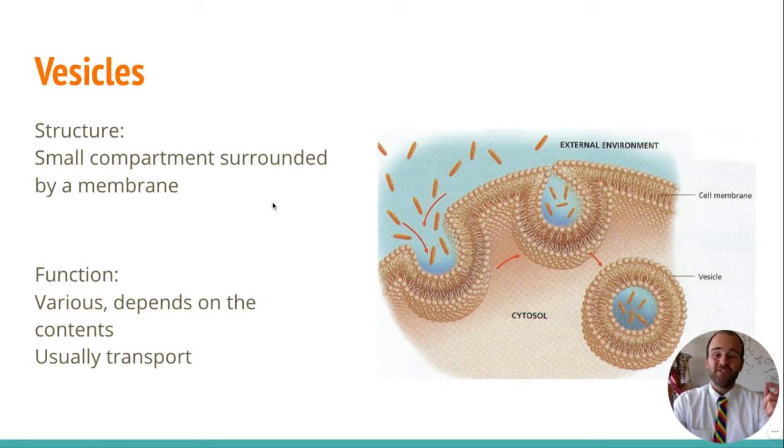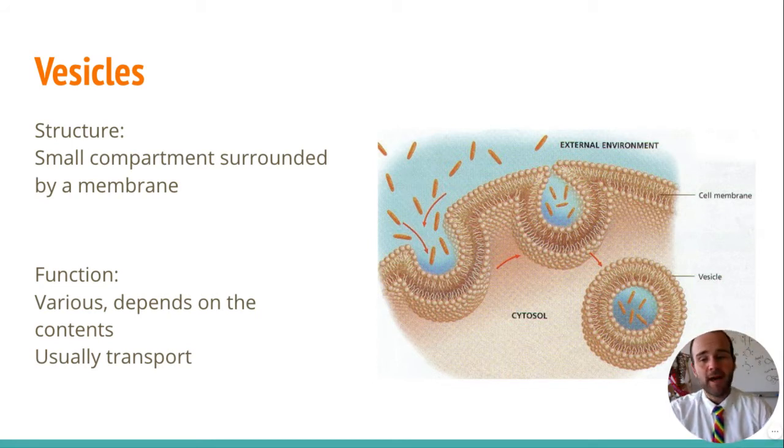Now, I just mentioned the word vesicle. What is a vesicle? A vesicle is a small little compartment surrounded by a membrane. They're sort of like little cell bubbles, and their function is going to depend on their contents, but usually it's to carry things around the cell, or to store things in the cell, or to separate or compartmentalize in the cell.